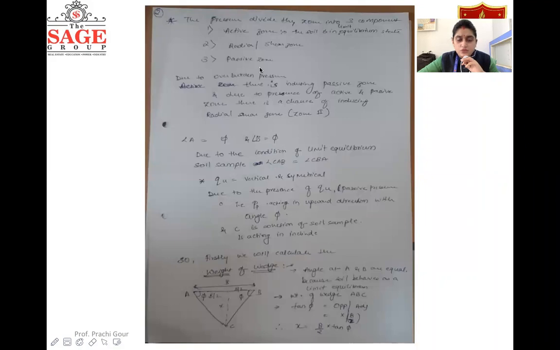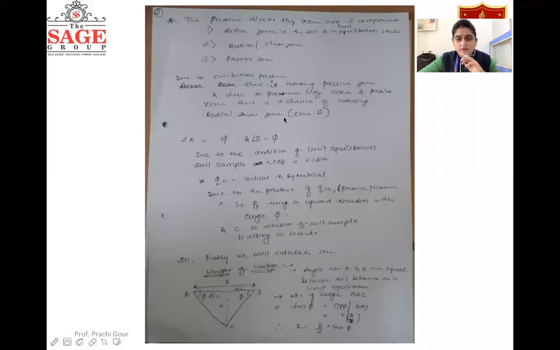So we have three zones. Number one is the active zone, where the soil is in limit equilibrium state. The second zone is the radial shear zone, and the third zone is the passive zone. Due to this overburden pressure, there is an inducing passive zone, and due to the pressure of the active and passive zones, there is a change inducing the radial shear zone.